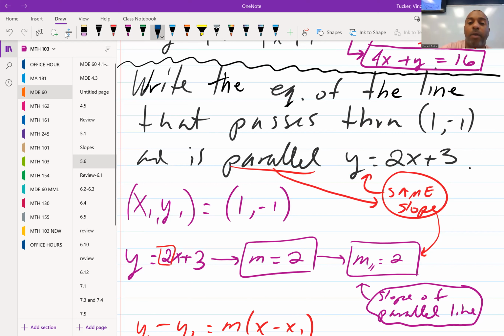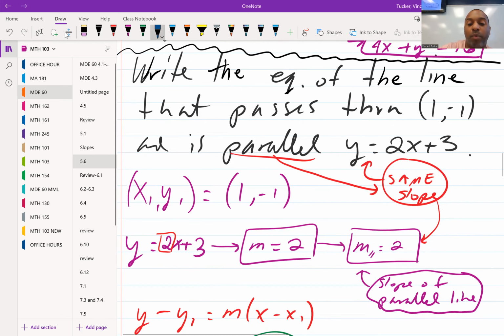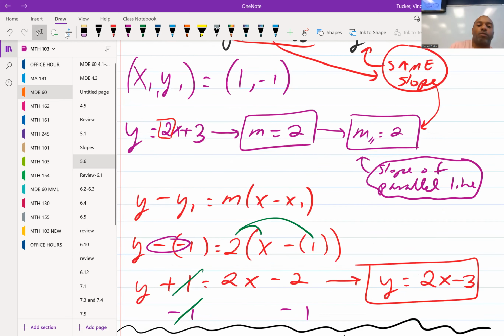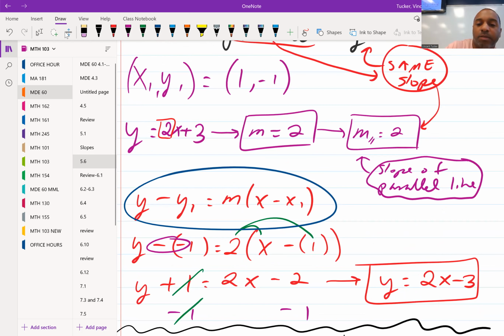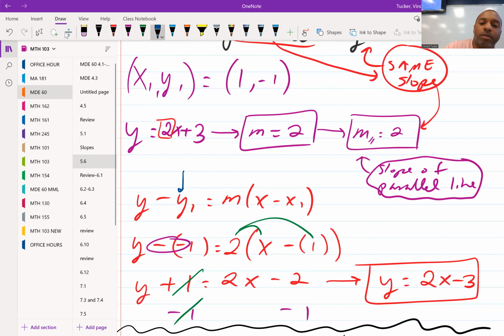Now that we have our slope and we were given our point, we can go ahead and use our point slope formula. That's y minus y1 equal to m times x minus x1. Plug in for y1, which is -1. Make sure you don't lose the negative. Plug in for m, that's 2. Plug in for x1, that is +1. All right. So negative to negative turns positive, so that's y plus 1. And then distribute that 2, that's 2x minus 2 on the right side. Then to finish it off, subtract 1 from both sides. So y is equal to 2x minus 3.